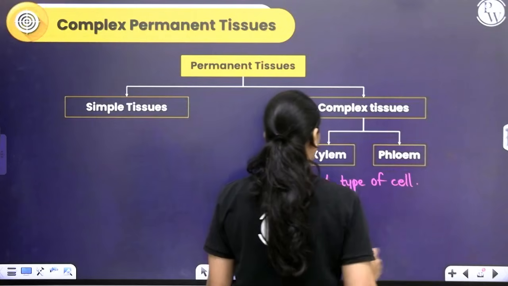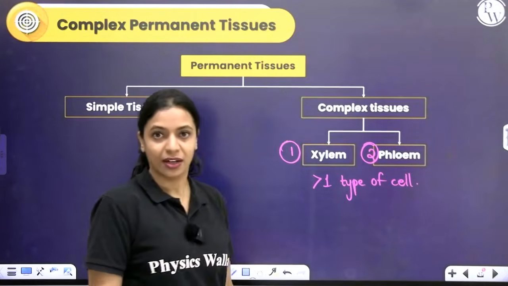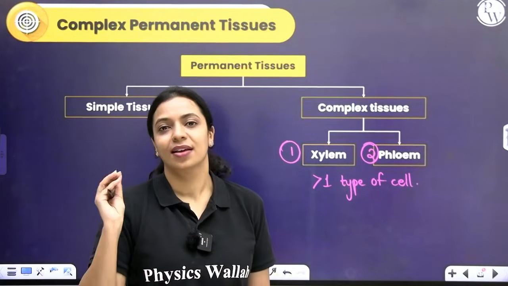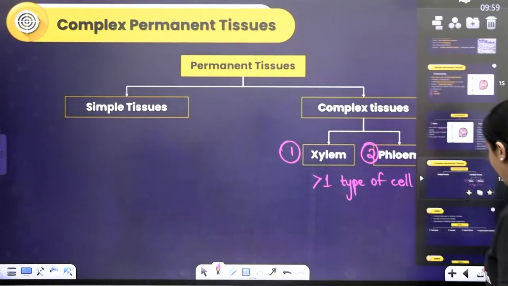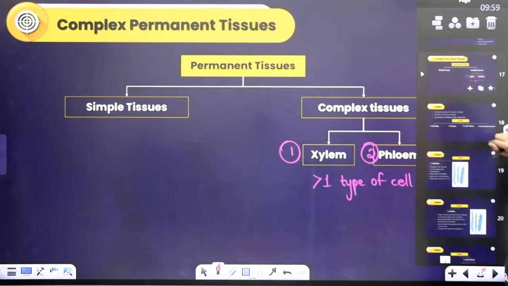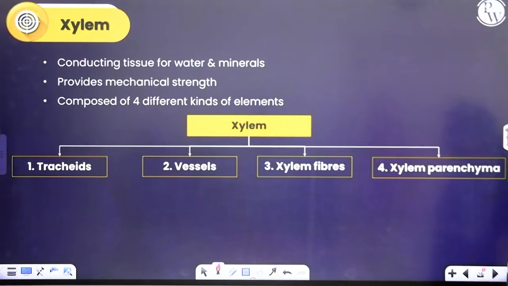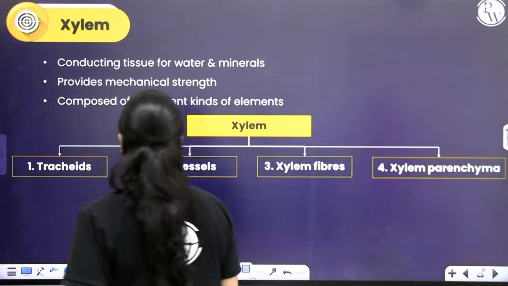Under complex permanent tissue, we have two types, xylem and phloem. Both of them are conducting tissues. Xylem helps in the conduction of water and minerals. Phloem helps in the conduction of food. Now, first let's learn about xylem and then we'll learn about phloem. What is xylem? It is one of the conducting tissues. I already told you. What does it conduct?